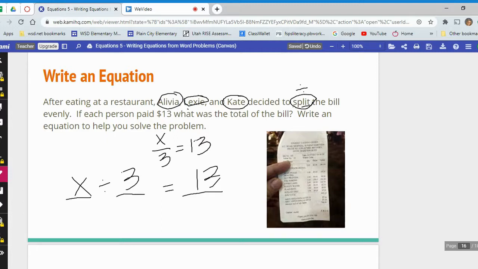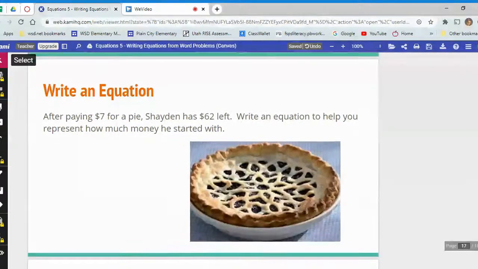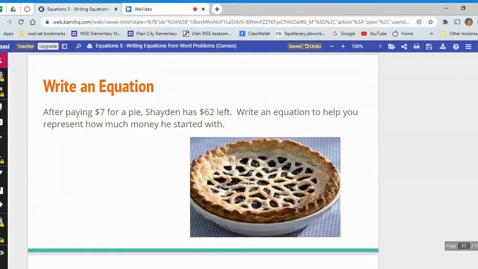But again, we just thought about this. In real life, after we got done eating, they brought us our total bill. We don't know what it is, but then we're going to split that between 3 people. And in the end, we know we each have to pay $13. Okay, go ahead and try this one. And when you're done, press play and we'll go over it.